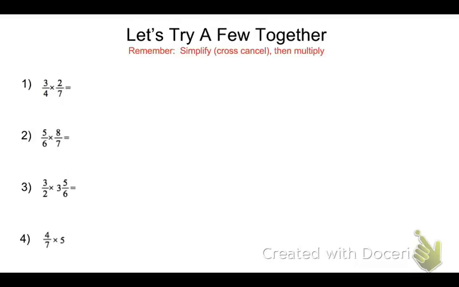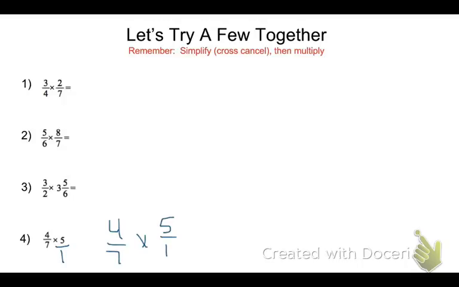Okay, let's try the last example, number 4. 4/7 times 5. Notice we're working with a whole number this time. Whole numbers can always be written as a fraction by putting it over 1. So we're going to rewrite this as 4/7 times 5 over 1. And we're going to follow the same steps as above.